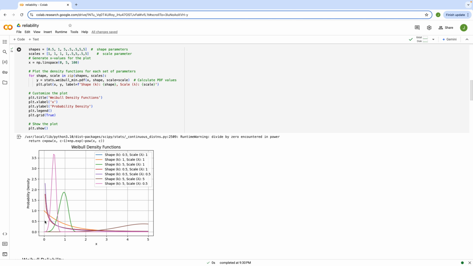People like to model data with this because it can take a variety of shapes, as you can see from this density. The density function can look somewhat like a normal distribution, one that's skewed if you look at this green or this pink curve, or it can look like something that becomes less and less likely as time goes on. So it has a higher probability of failing earlier rather than later.